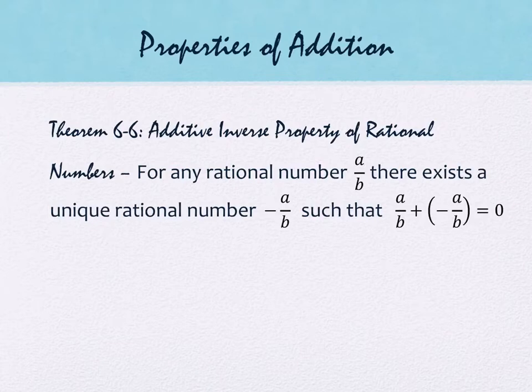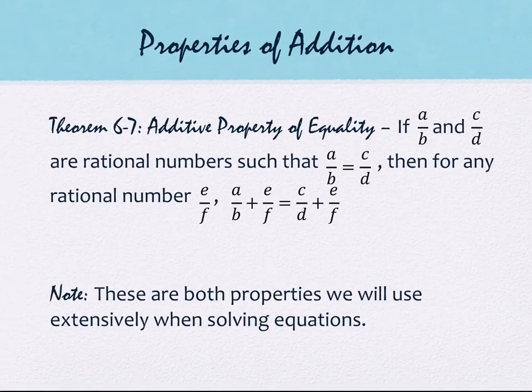Along with that additive inverse property, there's the additive property of equality. What it says is that if we have the numbers a over b and c over d, and those numbers are equal to begin with, and I add the same number to both of them, I will get the same equality.